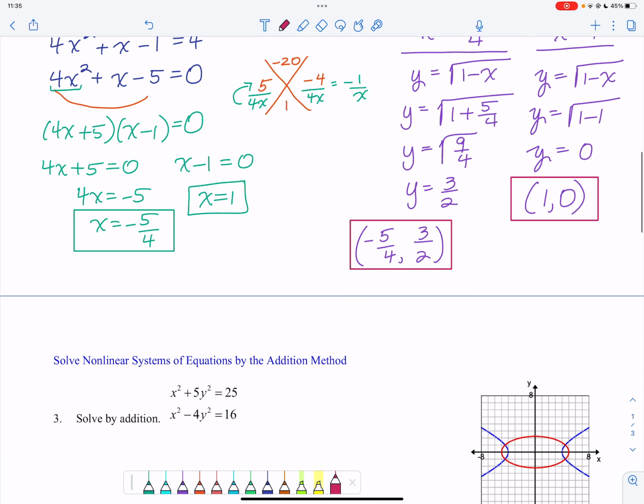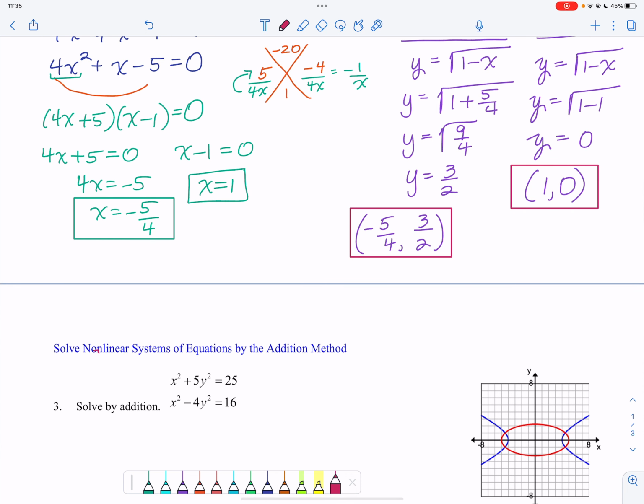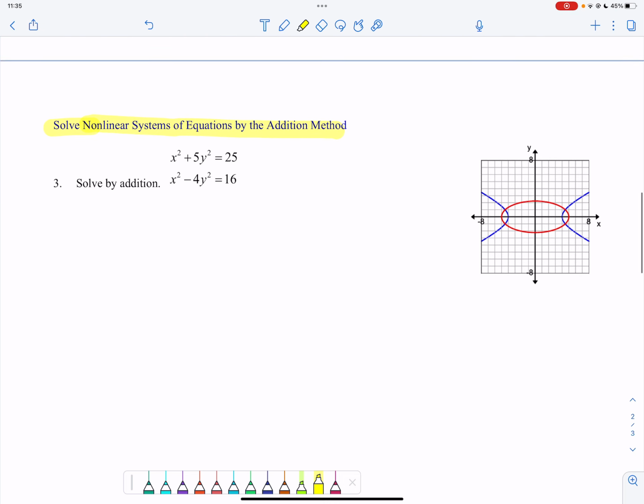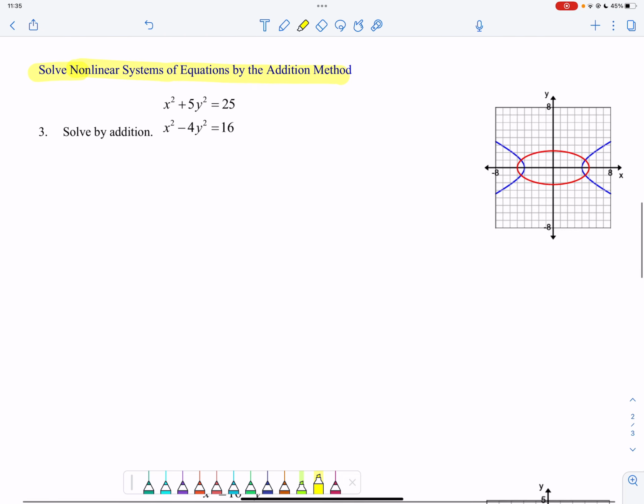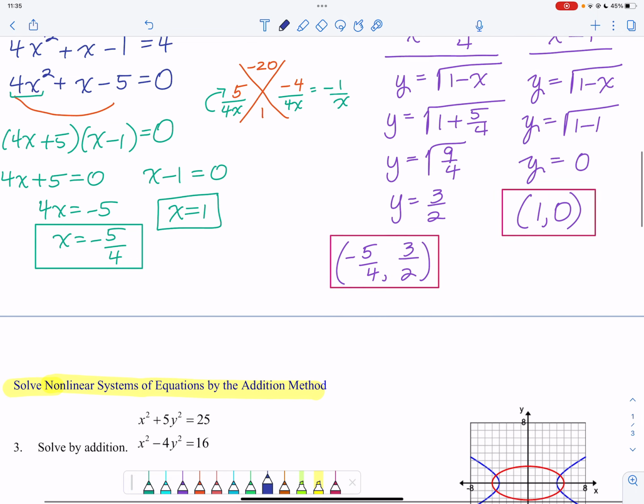Okay, how about nonlinear systems of equations? How are we going to solve those? Well, sometimes addition might help. So let's take a look at this. In number 3, these are nonlinear. And again, remember, let's go back to number 2.